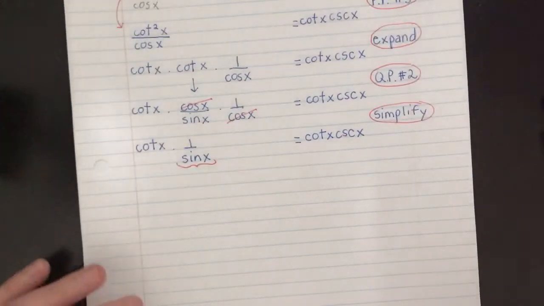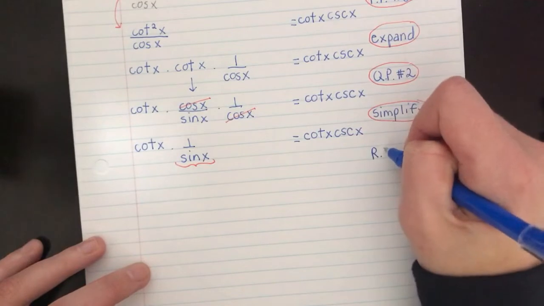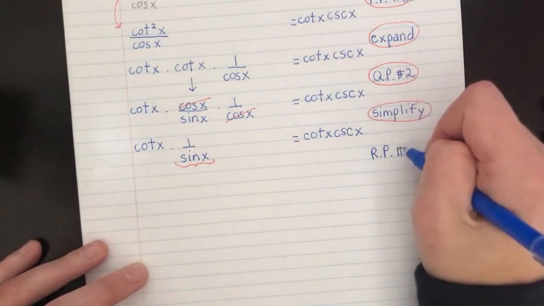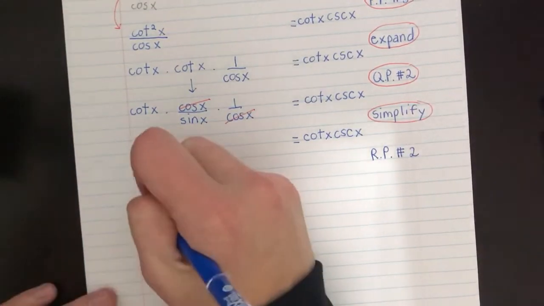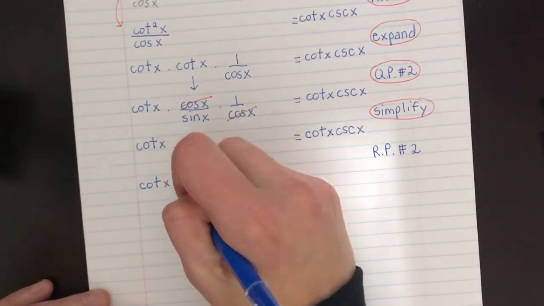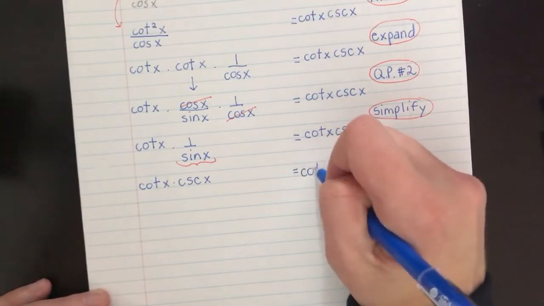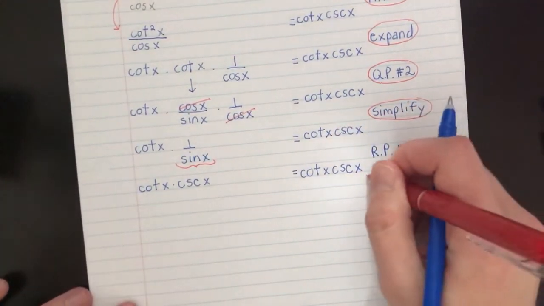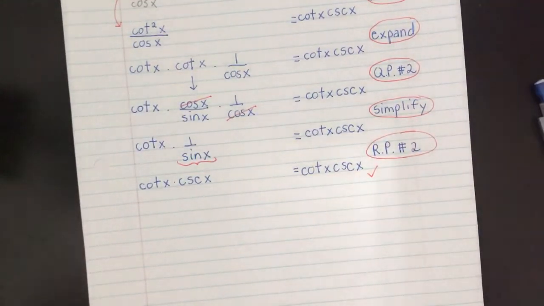So 1 over sine of x, from your knowledge and from the reciprocal property number 2, you know that 1 over sine of x is cosecant of x. So cotangent of x, cosecant of x, and check and check. So you're done with number 1.